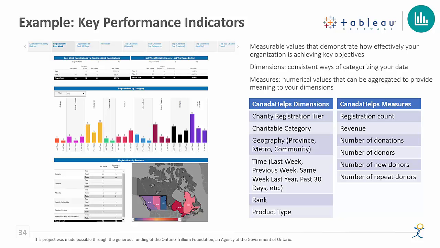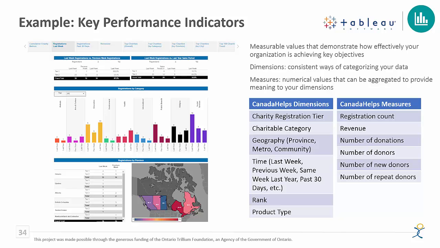So here's an example of some of the dimensions we keep track of at Canada Helps. Charity registration tier. So this tells us which level of account a charity has signed up for. Charitable category. This gives us an indication of the type of charity or what a charity's objectives are. We have 10 categories that charities can self-identify as being under, with 160 or so subcategories under those 10. So an example would be animal charities or arts and culture charities or religious charities or social service charities, just as an example of the high-level categories that we have.